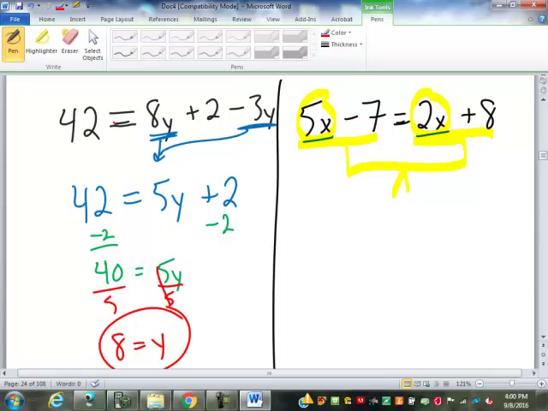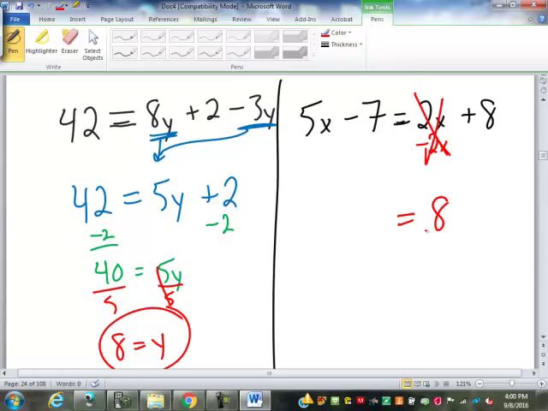To do that, I'm just going to grab the smaller one and take it off. The smaller one being the 2x. Well, mathematically, how do I take something off? We subtract it. So I'm going to subtract 2x. It is now gone. On this side, I'm left with 8.